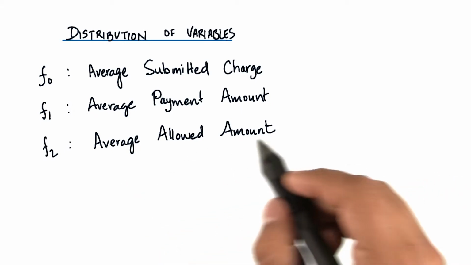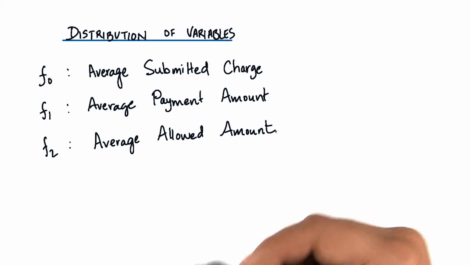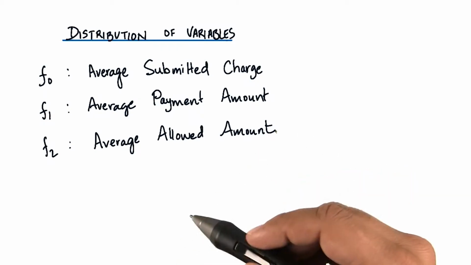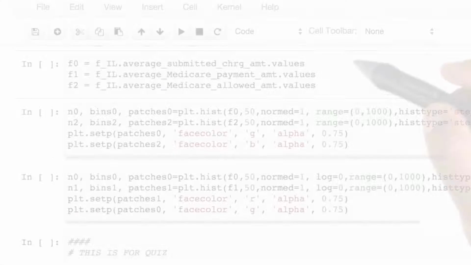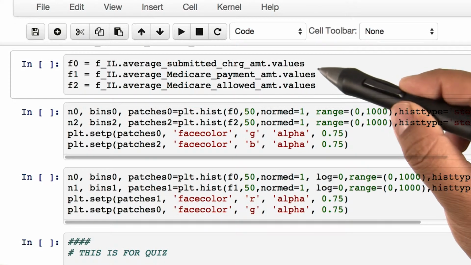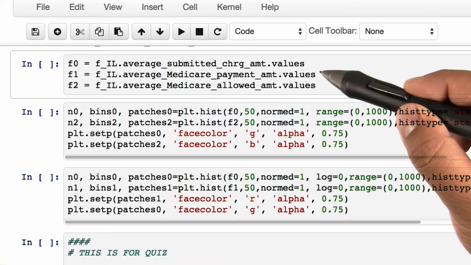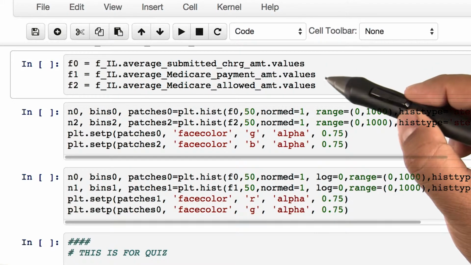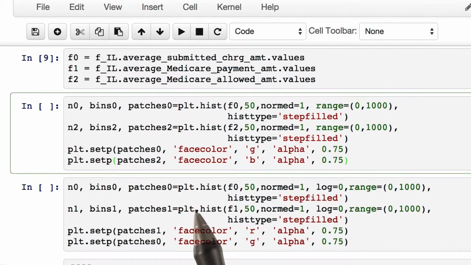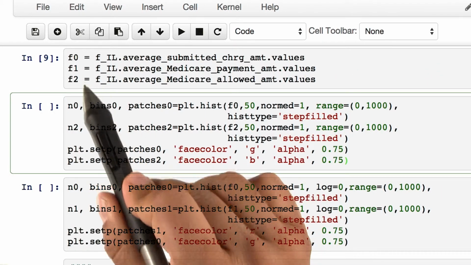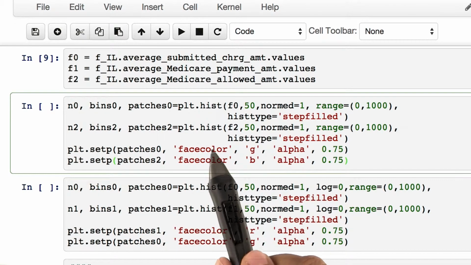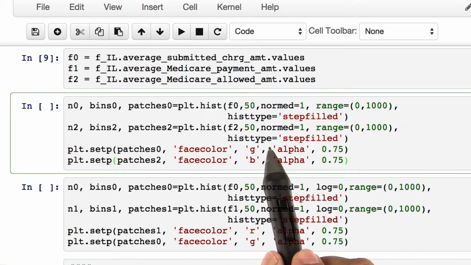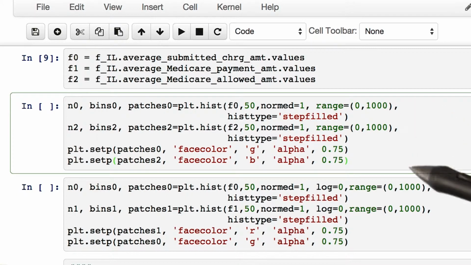Now, let's switch to the IPython notebook and look at the distributions of the average values in the data. So here, we have now defined the three variables, F0, F1, and F2. Once we have defined the three variables, we can now plot histograms with these variables. The code block here plots two histograms on the same graph.